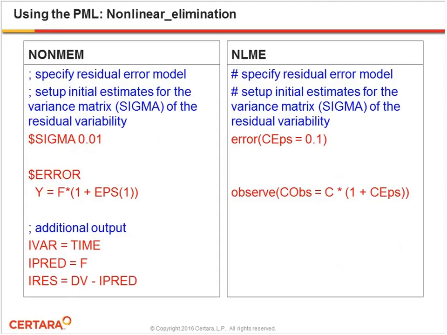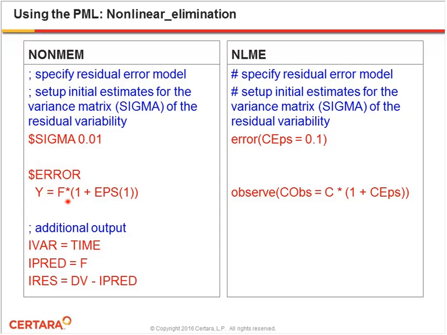Moving on, this is the final part of the code. So the specification of the residual error model, and here for the sigma matrix in NONMEM, we specify 0.1 as the error, and the corresponding statement in NLME is the error statement, where we specify a value of 0.1. The difference being this is expressed as a variance, and this is expressed as standard deviation. The error term itself is here.